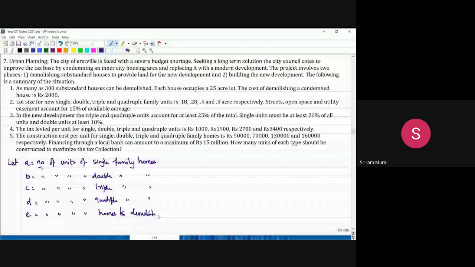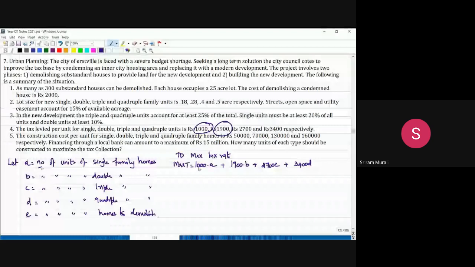We want to maximize what? Tax rate. For 1-story it is 1,000. For 1 single unit it is 1,000. For 2 units it is 2,000. But I don't know how many units I am going to construct. Let it be A. Double story building B. Triple 2,700 C. 4-story 3,400 into D. All added together, we want to maximize the return tax.